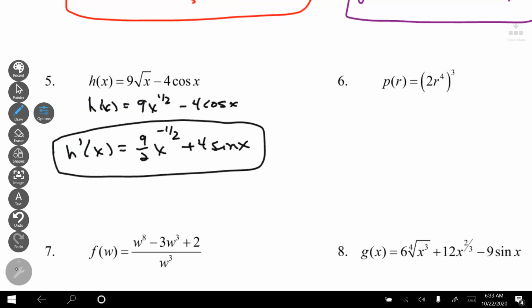Same thing here. I should expand this, and I got to do it twice, so I get 8r to the 12. So my derivative of this is going to be 96r to the 11.